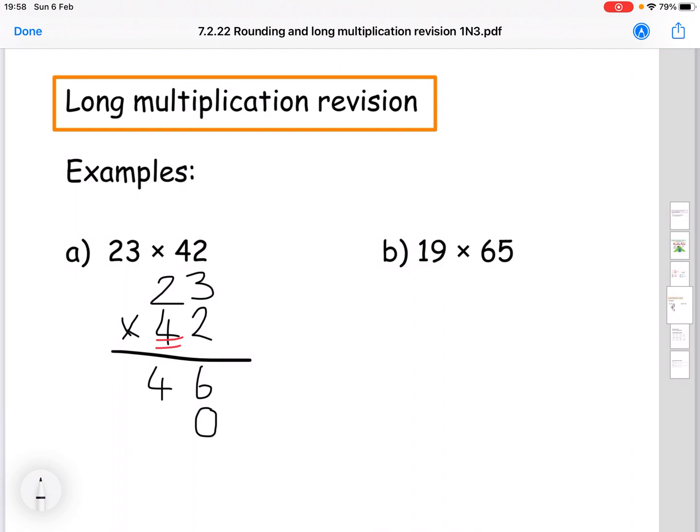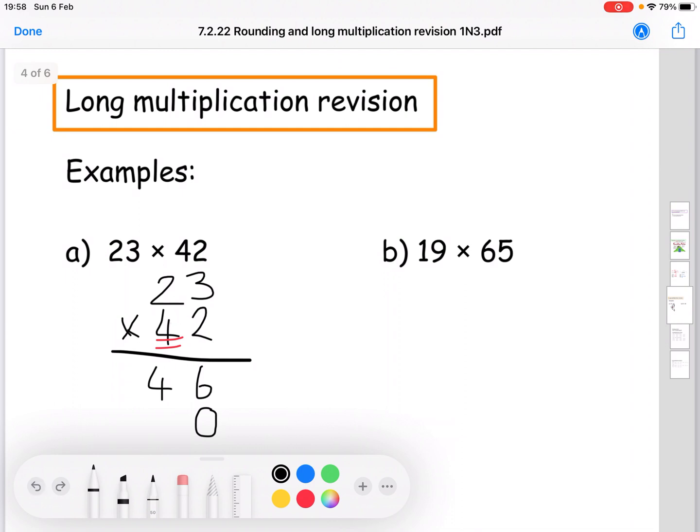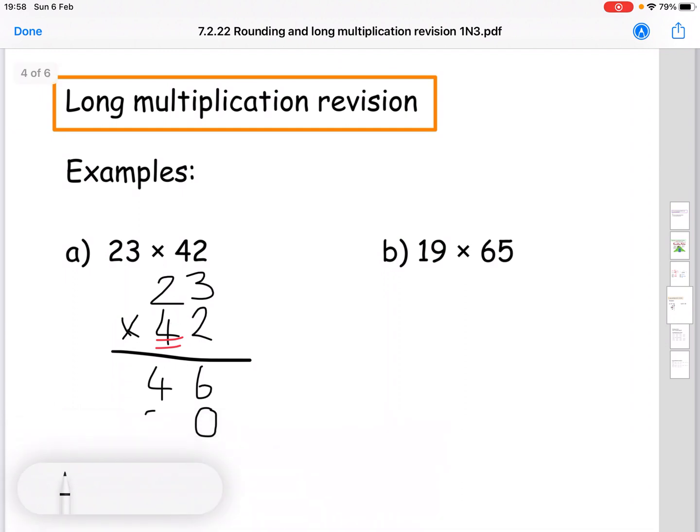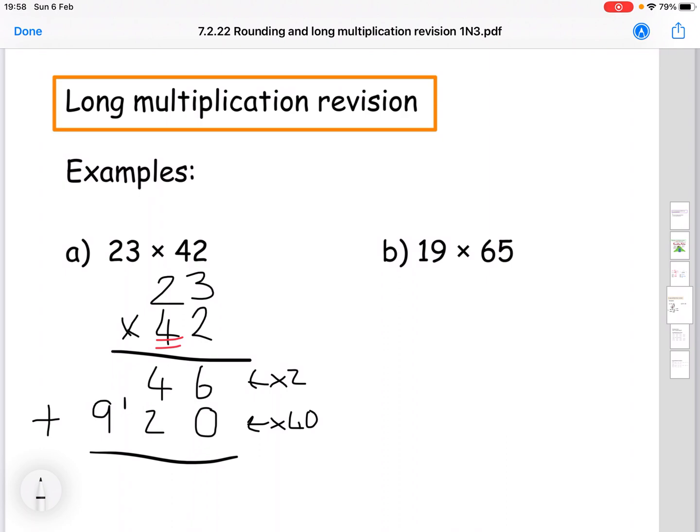So then when you do 4 times the 3, you're going to start filling it in from there. So 4 times 3 gives you 12, carry your 1. 4 times 2 is 8, add that 1 gives you 9. So effectively what we have here is that the top line is times 2, and the line down there is times 40. And we're doing times 42, so we have to add all of that together. So 6 and 0 is 6, 2 and 4 is 6, and the 9, so 966.